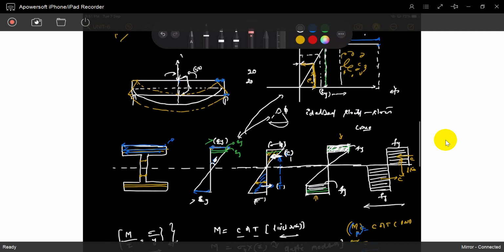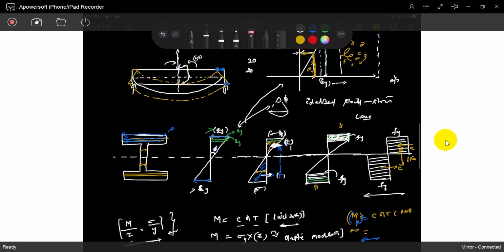Okay, so this is the curvature. If you see, this is the elastic curvature. So what is this curvature? Now it is the curvature. If you see, now, this is an elastic curvature, and this is the stress diagram. Okay, remove it. This is an elastic curvature.